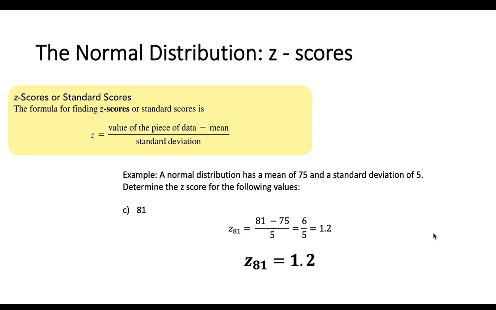Please watch the next screencast so that you know what we are actually going to do with these z-scores now that we figured them out. All right, good luck.